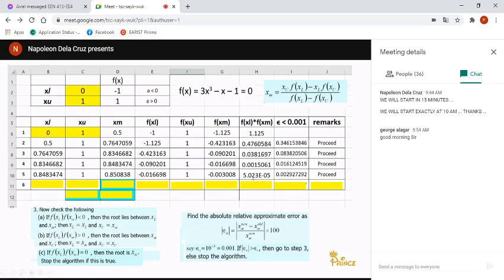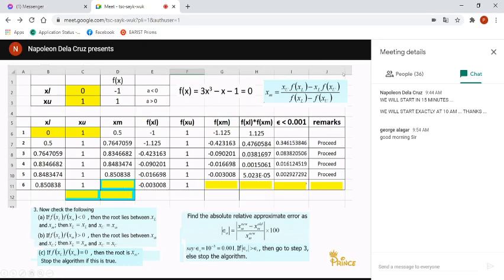Next. This one is still positive. This one is still positive. Okay. So we will use this one again. So therefore, this XL will be equal to the XM. The XU will still be equal to the XU. Let us solve for this and this one. You have now negative 0.0038 and 1.